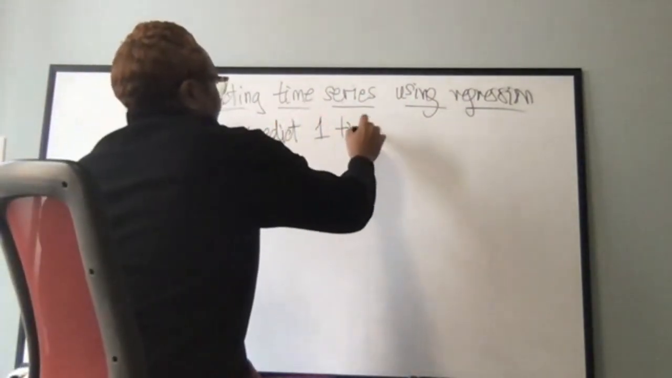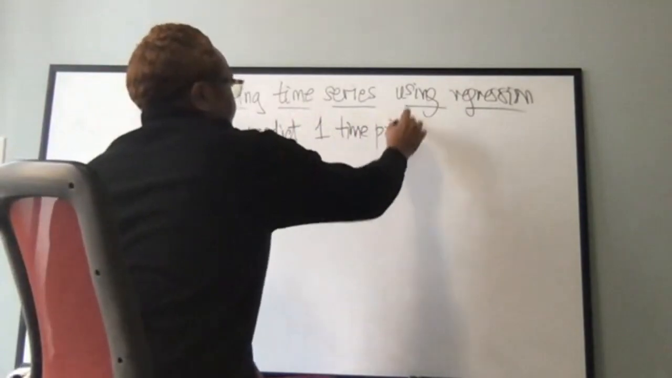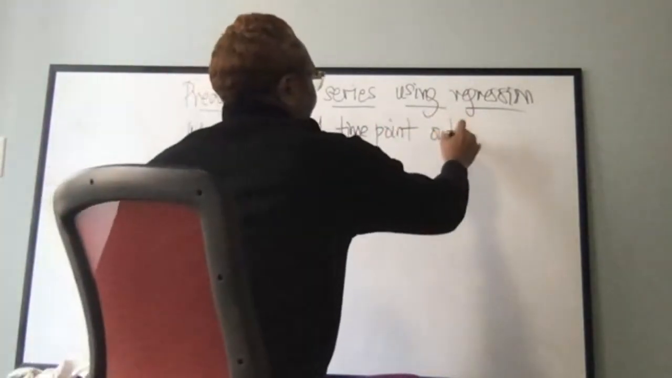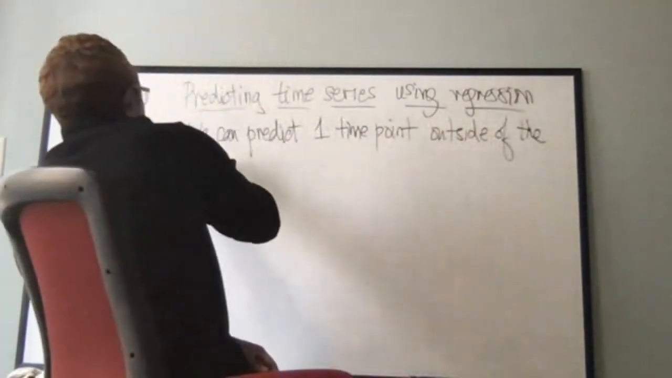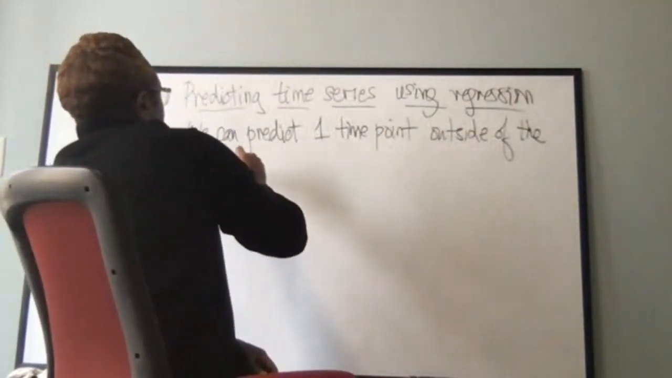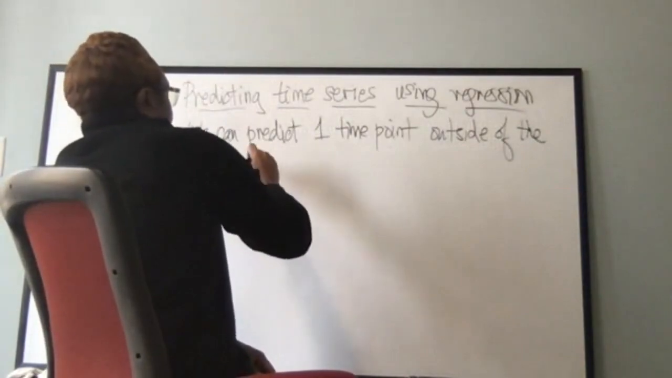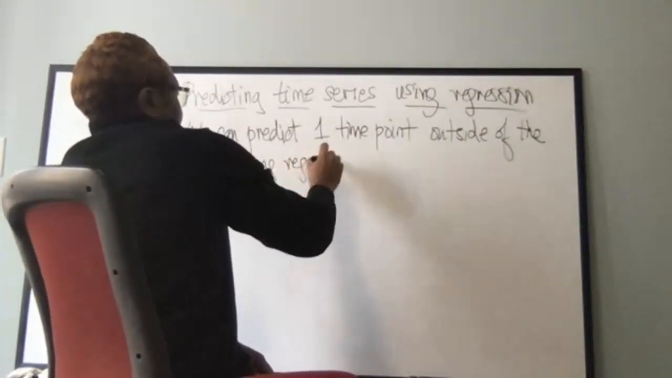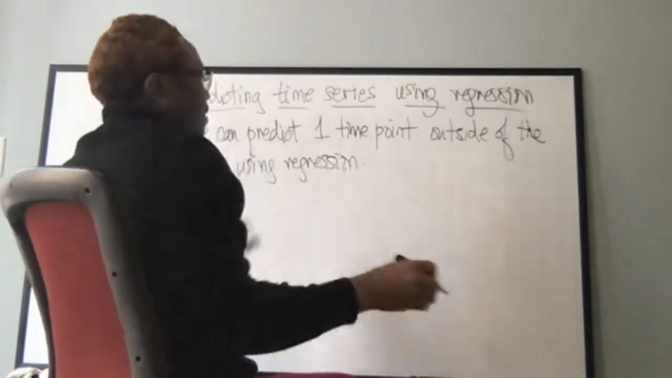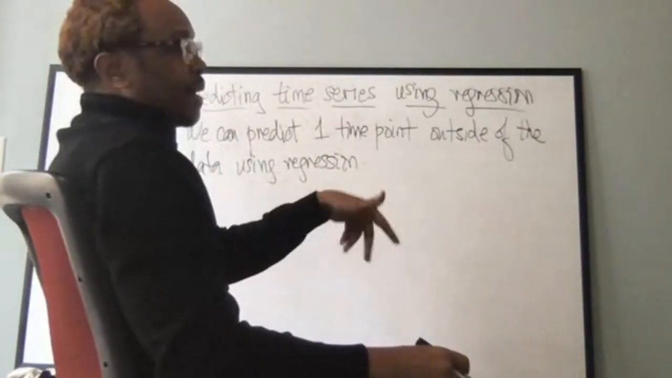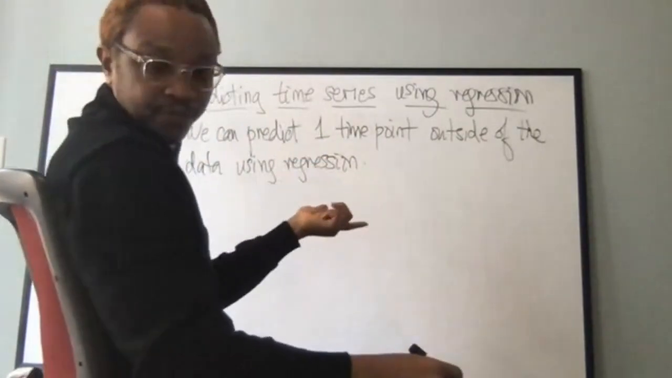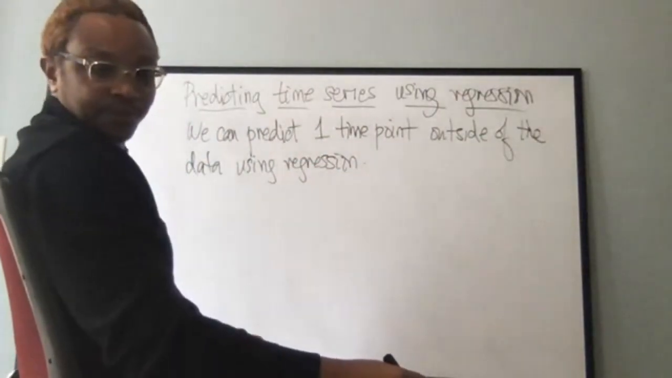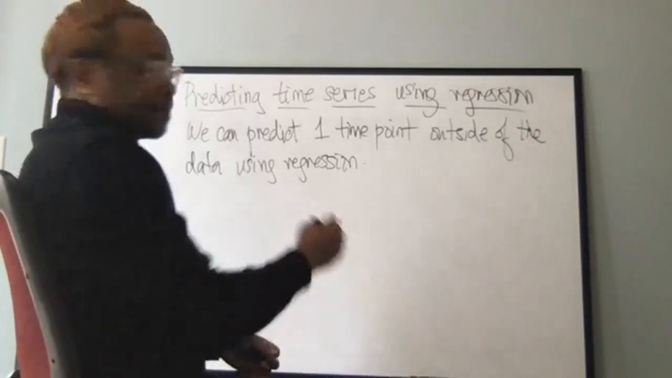We're going to say we can predict one time point outside of the data using regression. So not only can we predict one time point using EWMA, we can also predict one time point outside of data using regression. Okay, so I'm going to look at this example, and I'm going to make it up.